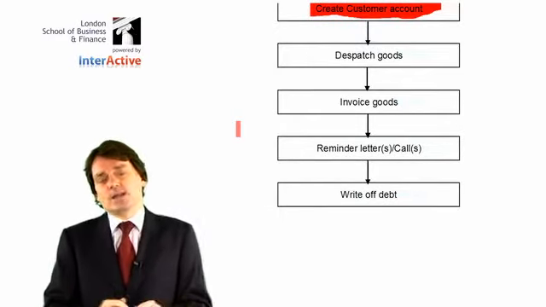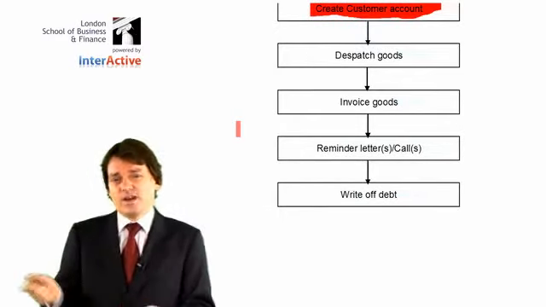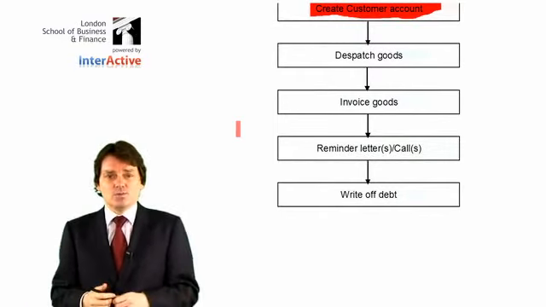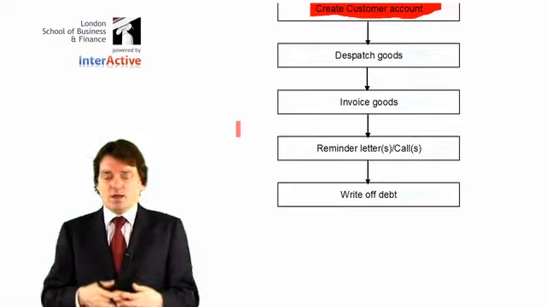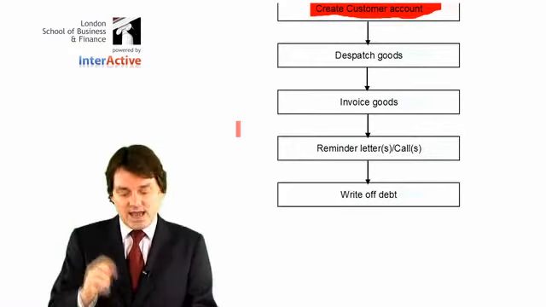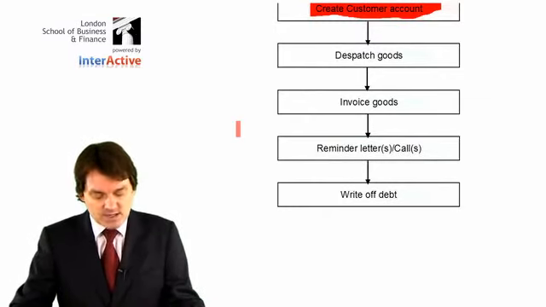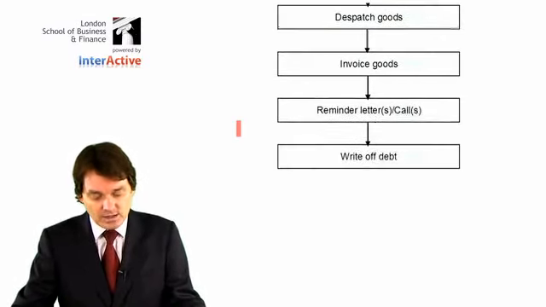What happens if that doesn't work? Do we try and take somebody to court to try and receive the money back? Maybe we do. Maybe we don't. If we don't get the money back, then we will need to write off that debt. So that's where your bad debt provision comes from in F3. But notice there's been quite a lot of things that have gone on in the middle.